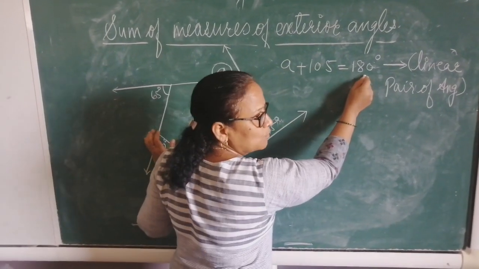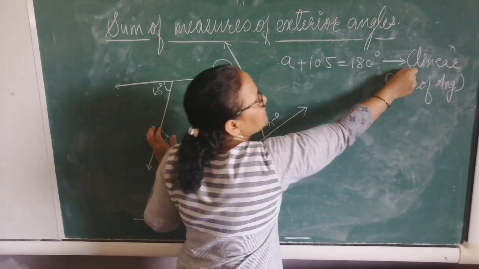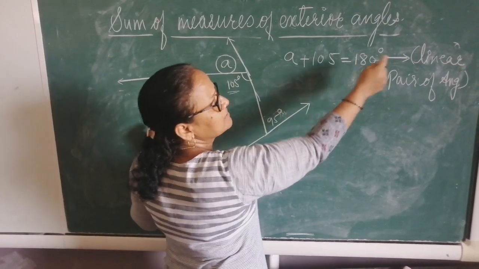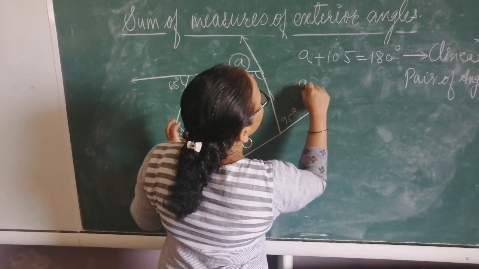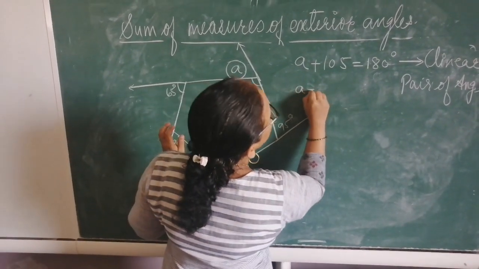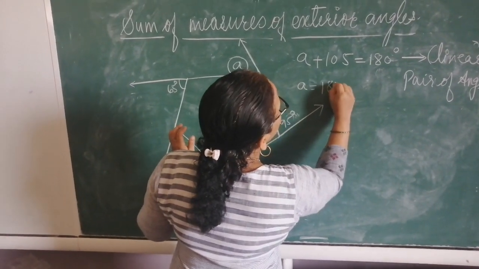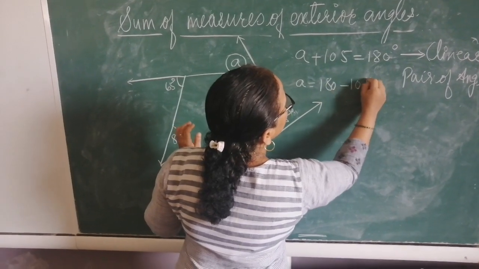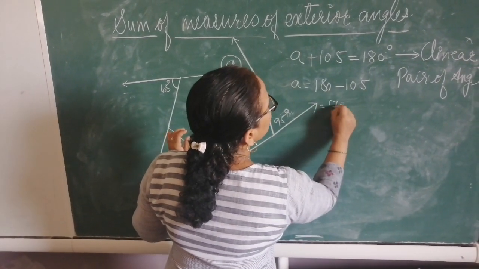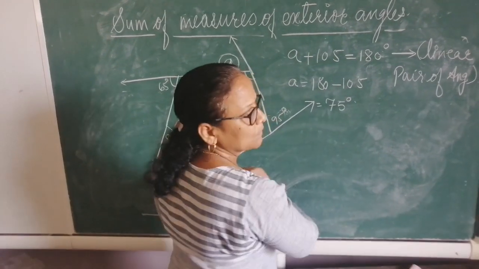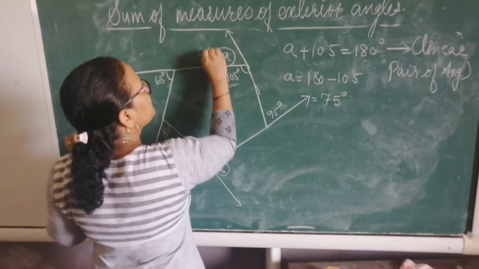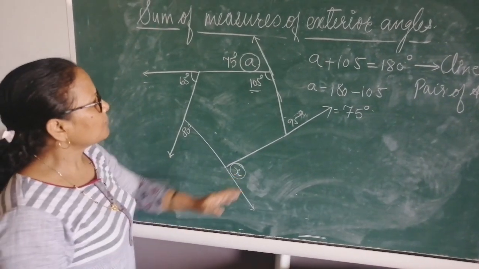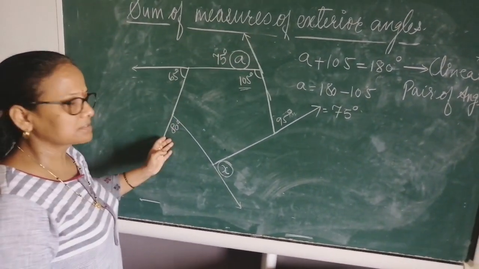Okay, why have you written this is equal to 180? You have to specify that these two angles are a linear pair of angles. Now therefore you will get the value of A. Then A is equal to 180 minus 105. That means 75 degrees. Okay, that means this A is equal to 75 degrees. Okay, now you know this.